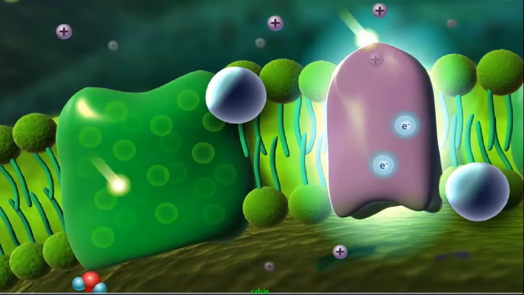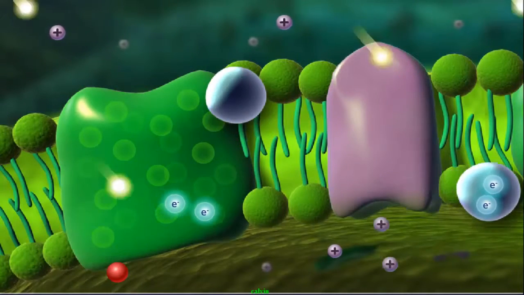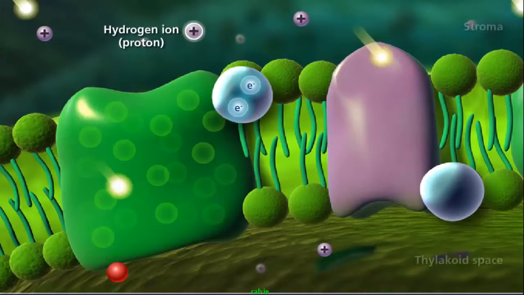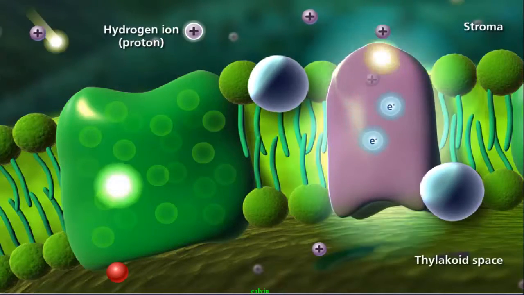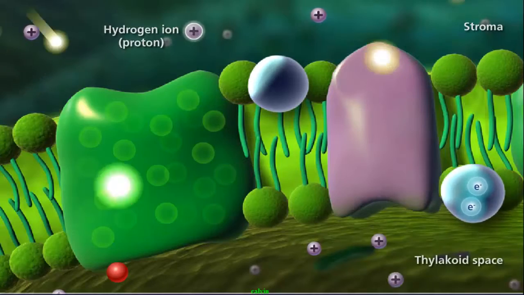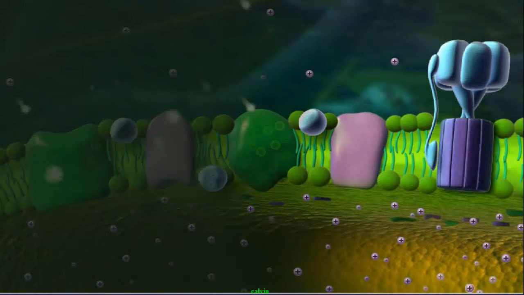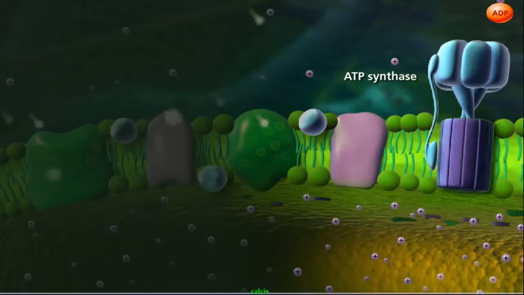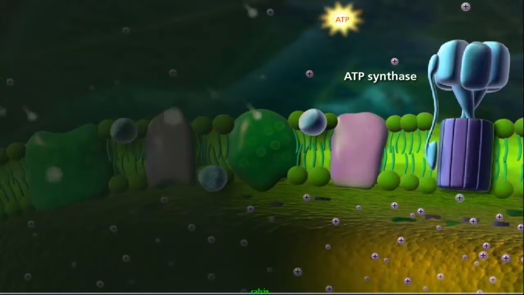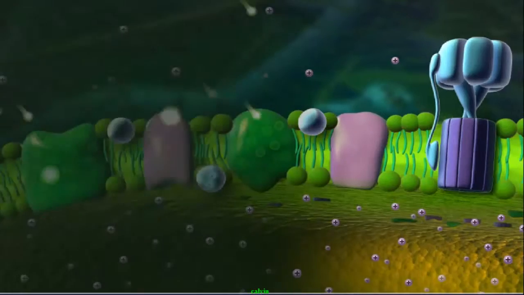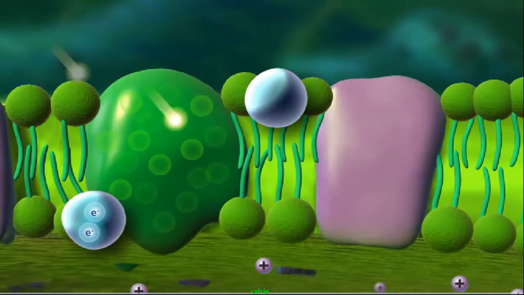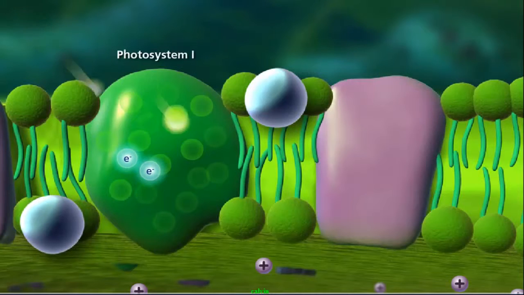As electrons pass through the electron transport chain, the energy from the electron is used to pump hydrogen ions from the stroma to the thylakoid, creating a concentration gradient. This gradient powers a protein called ATP synthase, which phosphorylates ADP to form ATP. The low-energy electrons leaving photosystem 2 are shuttled to photosystem 1.